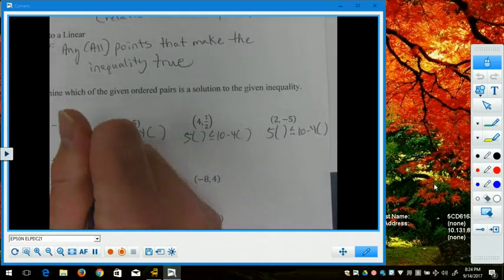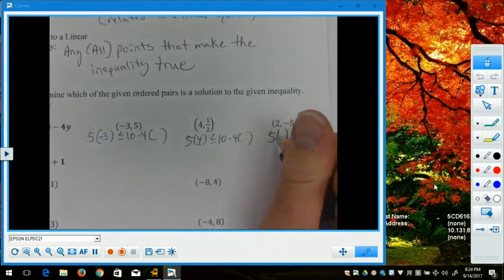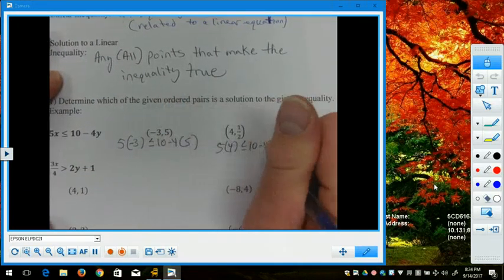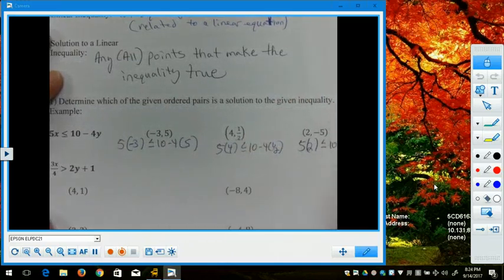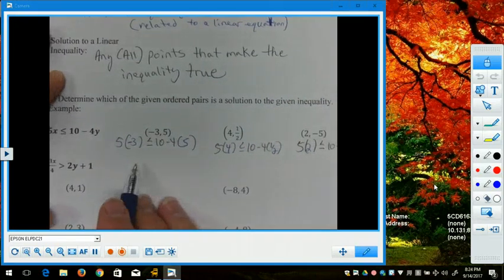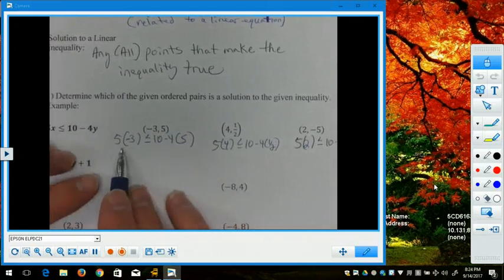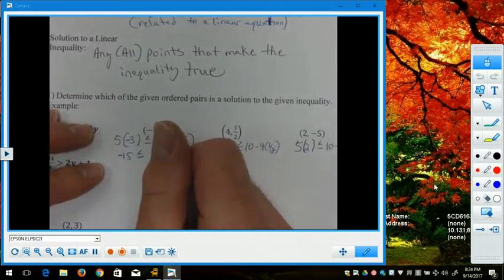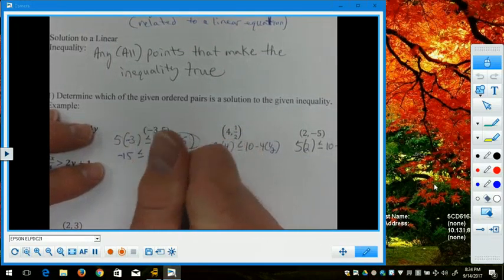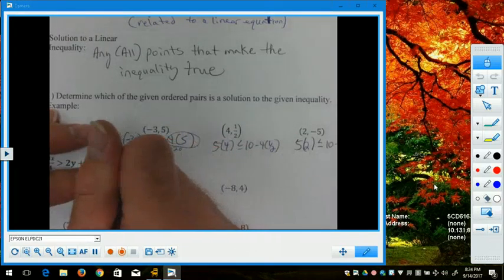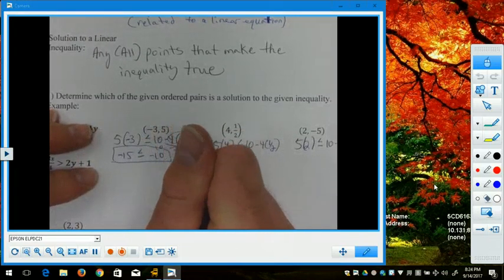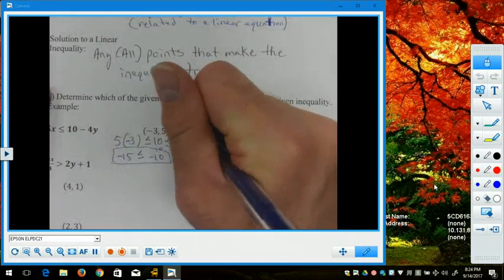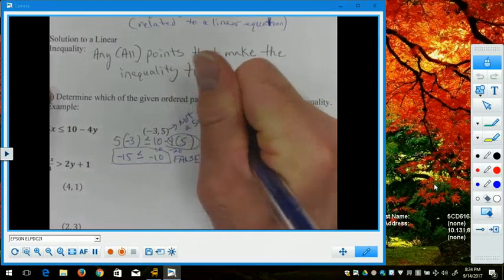So now I put my x-coordinate in where the x was. Double check that that's where the x-coordinate was. And my y-coordinate in for y. We're going to focus on just this one right now. 5 times negative 3 is negative 15. Less than or equal to, this is going to be negative 4 times 5, which is negative 20. And 10 minus 20 is negative 10. This inequality is false. So this point is not a solution to the inequality on the left side of your paper.